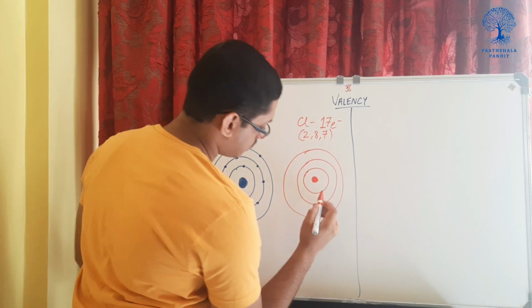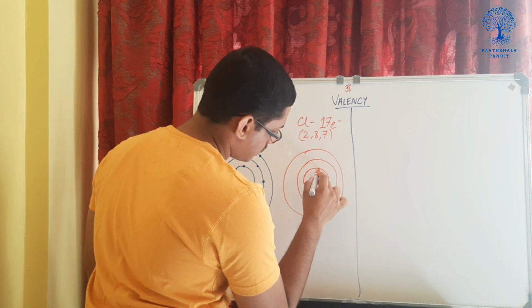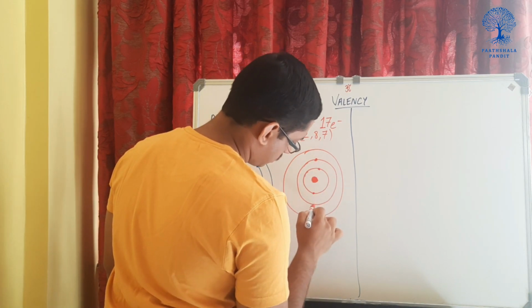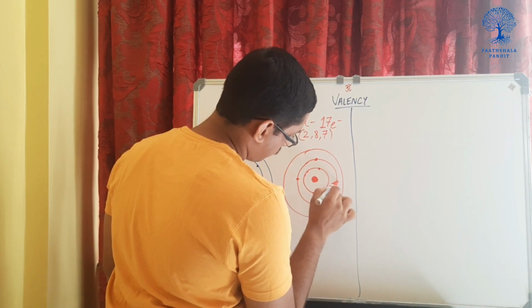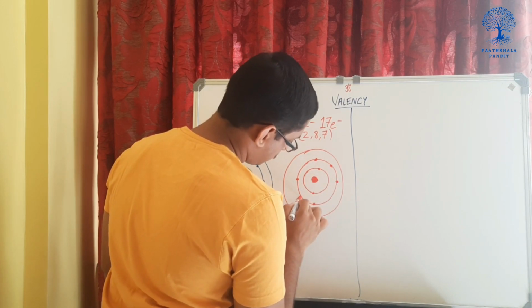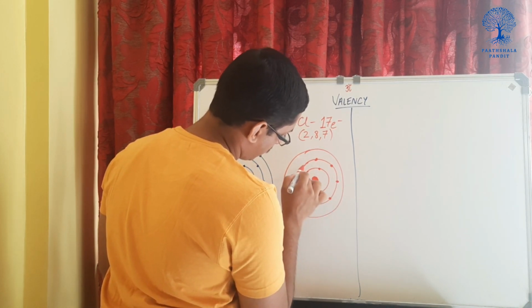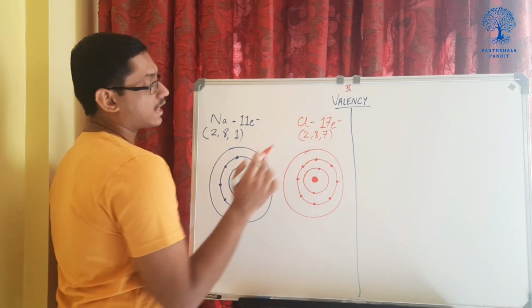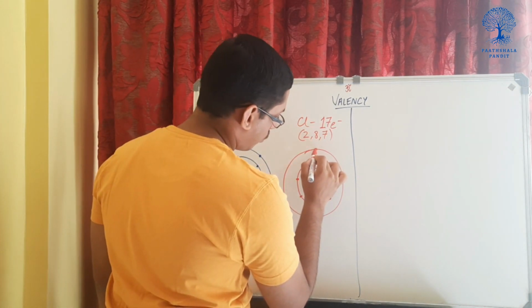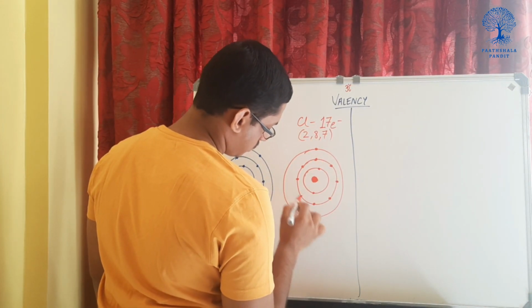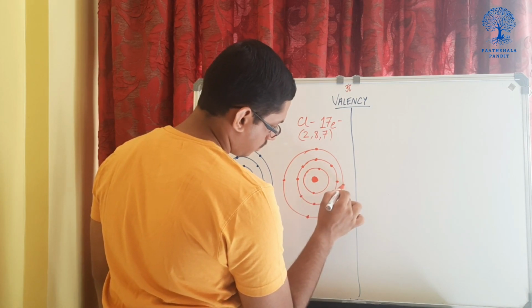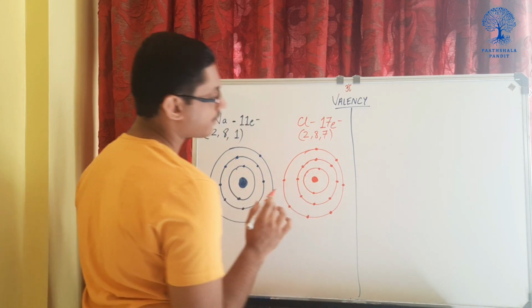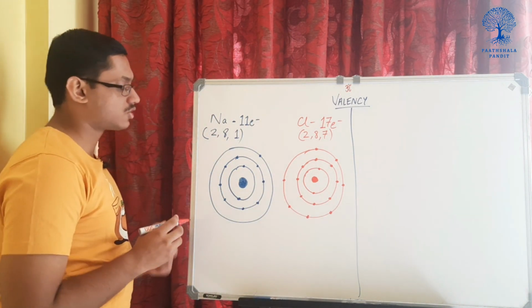2 electrons in the first orbit, 8 electrons in the second orbit, 1 2 3 4 5 6 7 8. Done. 8 electrons done. Now 7 electrons in the last orbit, 1 2 3 4 5 6 7. Okay, 7 electrons in the last orbit.